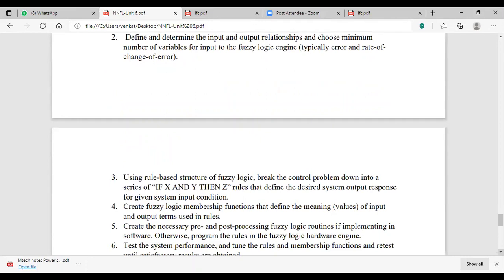So here I have already shown you the slide pertaining to rule based. So error and change in error. So in your block diagram, here you are bringing the feedback from the output of your power system. So one indication included part is your error and the other one is change in error, rate of change in error.